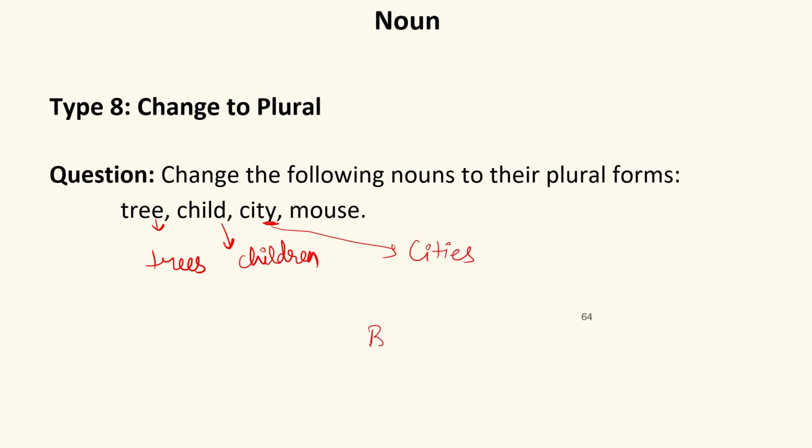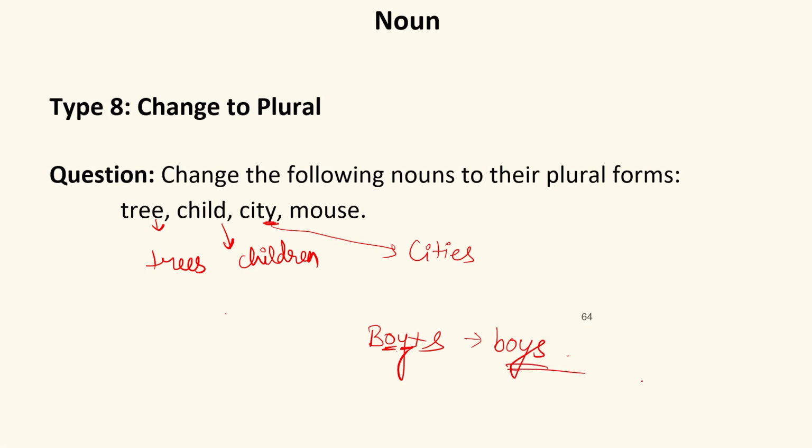Now if we have a word like boy, it means the word ends with Y, and immediately preceding it we have a vowel. Vowel means A, E, I, O, U. Now if a word ends with Y, we replace Y with IES and the word converts into plural form. But whenever we have a word that ends with Y, and immediately before the last letter we have a vowel, that is A, E, I, O, U, we just put S and the word converts into a plural noun. For example, boys, toys, and so on.